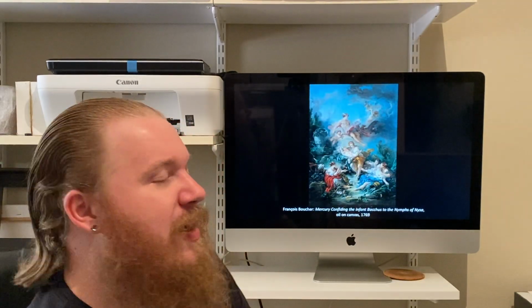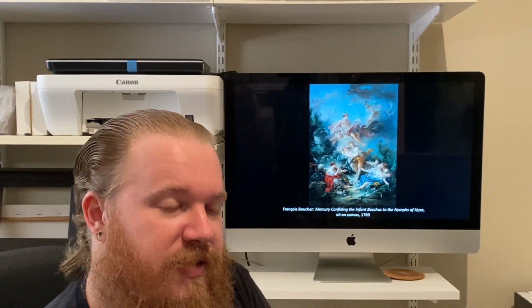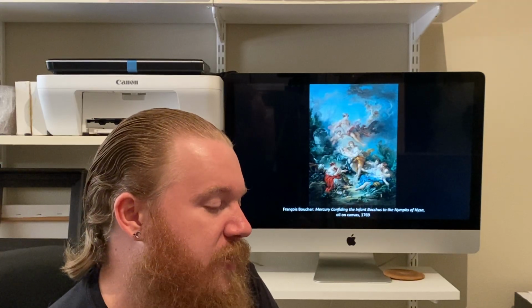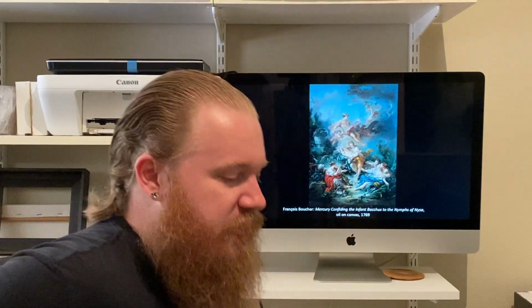So here we can see a work of art that most people, I feel, would say was very beautiful, very aesthetically pleasing. And this is Francois Boucher's Mercury Confiding the Infant Bacchus to the Nymphs of Nicaea. And this is a very nice example of what's known as Rococo art. This is an almost exclusively French art form from the 18th century.